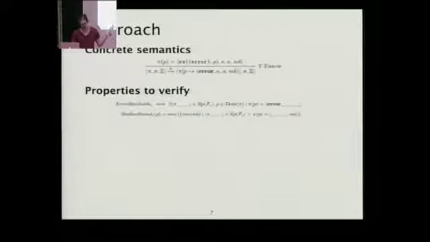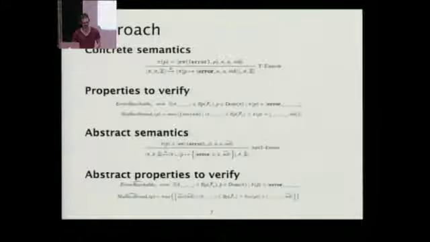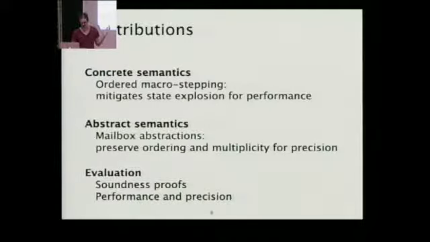Unfortunately, these properties are not decidable because reachability within the concrete semantics of the language is not decidable. So we have to approximate. So we describe abstract semantics of the language, and then we can update the properties, and we can then verify these properties. So in this presentation, we will focus on how in the concrete semantics we can mitigate state explosion for static analysis by using macro stepping, a special form of it.